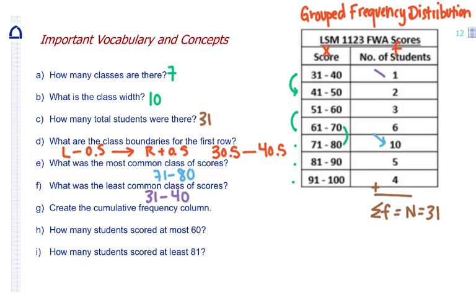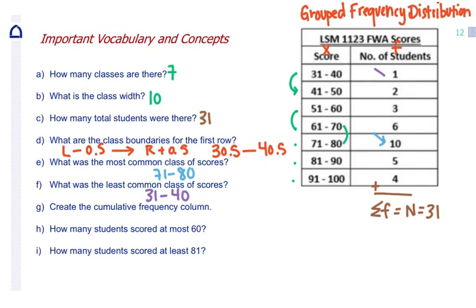The cumulative frequency column. Okay, so to create the cumulative frequency column, we go to the right of our table and make another column. We'll call it CF for cumulative frequency. And you start with the same number that is in the top of the frequency column, 1.